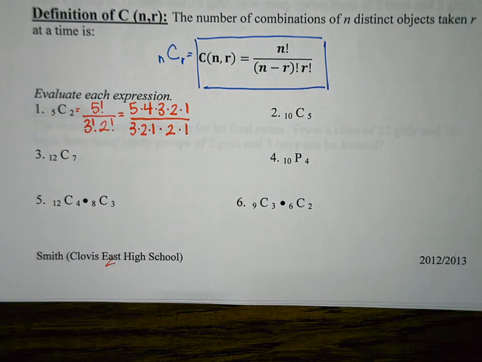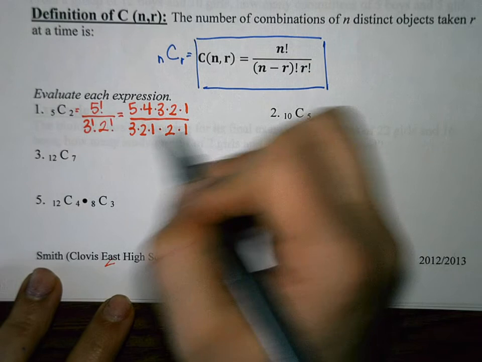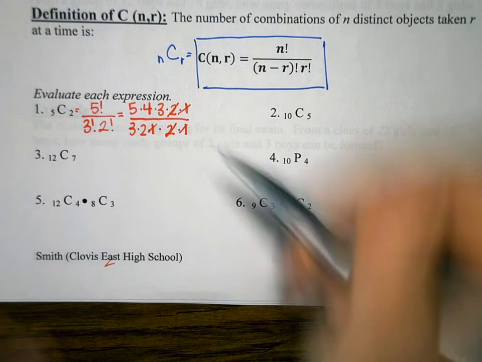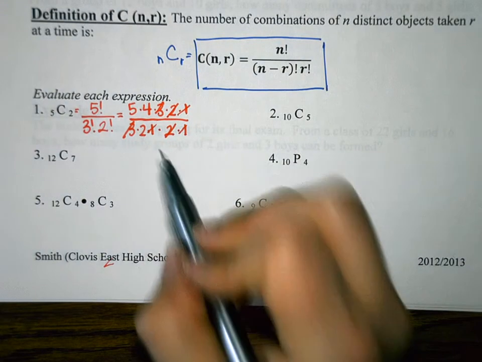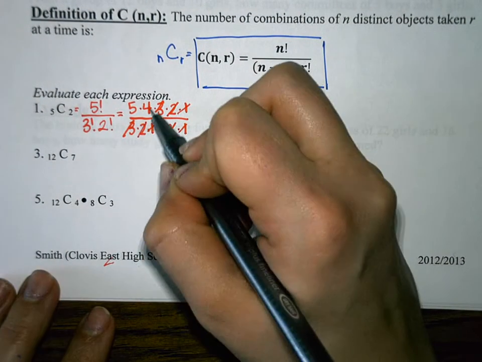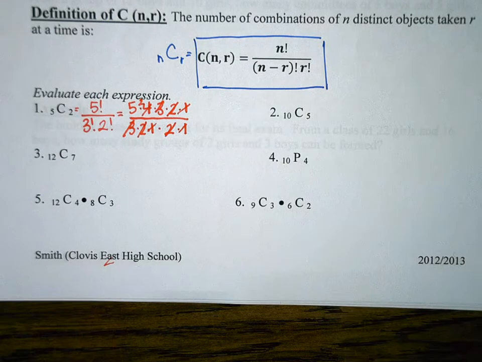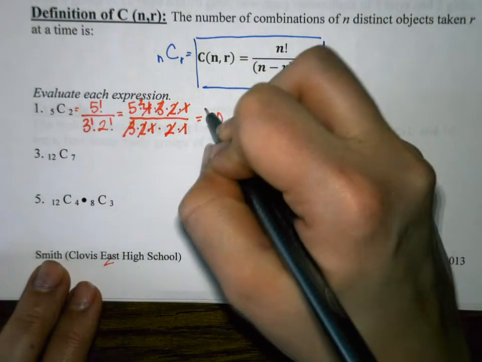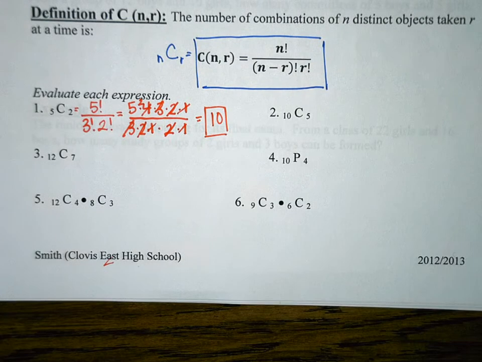So let's simplify what we can. My 1's will all reduce, those 2's reduce, and my 3's reduce. And then I'm still left with a 2 in the denominator, but I have a 4. So 2 goes into 4 2 times. So I'm left with 5 times 2, which comes out to 10. So there are 10 different combinations that I can make.